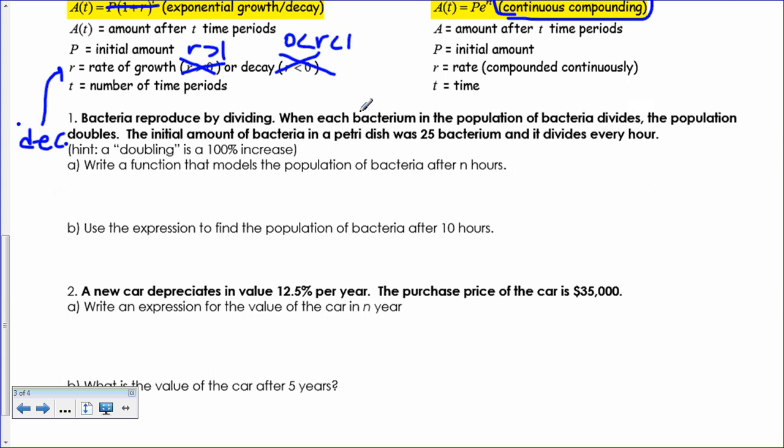When each bacterium in the population of bacteria divides, the population doubles. Important word there. The initial amount of bacteria in a petri dish was 25 bacterium, and it divides every hour.